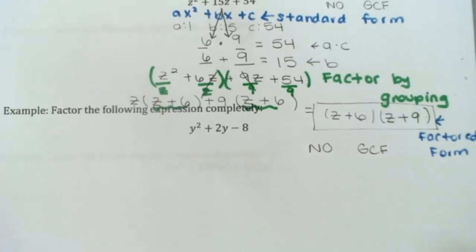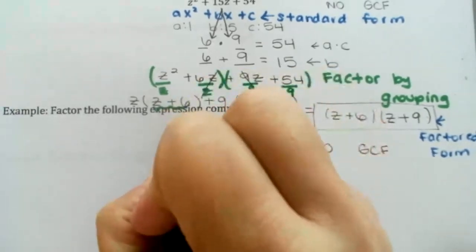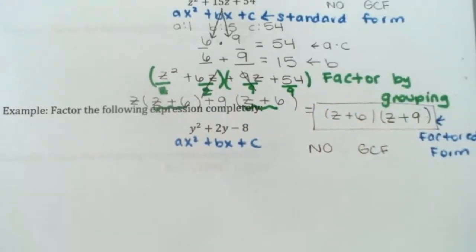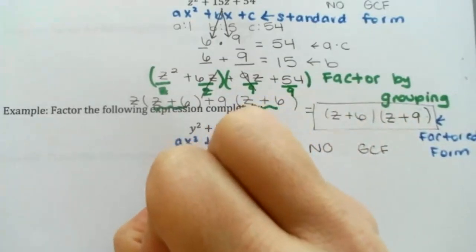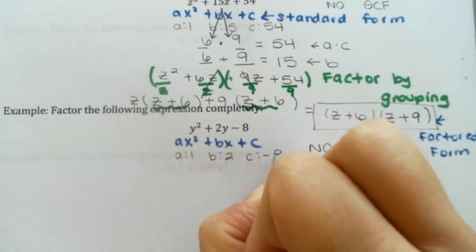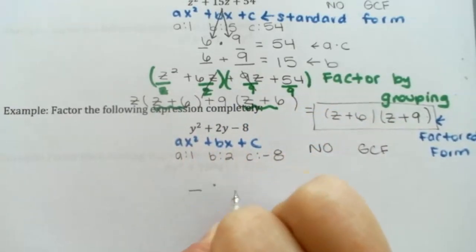This is in standard form, or ax squared plus bx plus c. So that will help us to see that a in front of y squared is positive 1, b in front of y is positive 2, c out by itself is negative 8. So here's our little template.